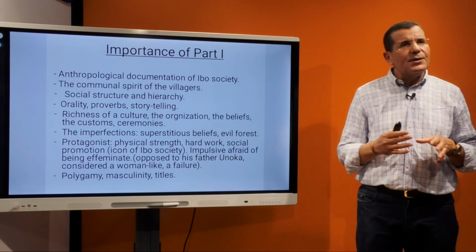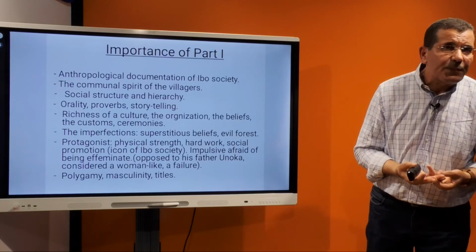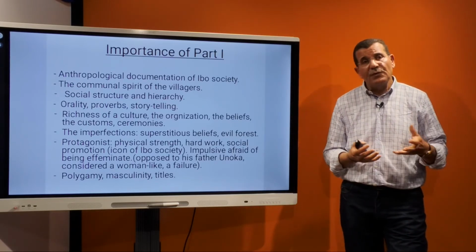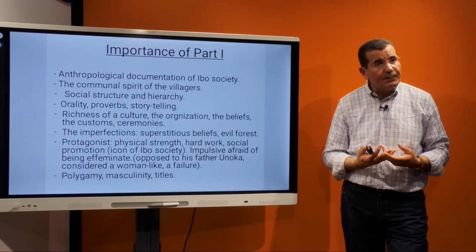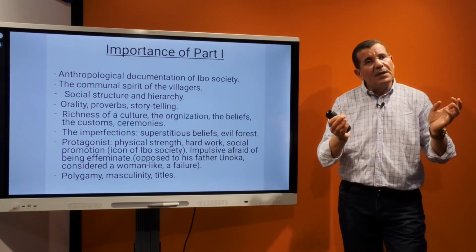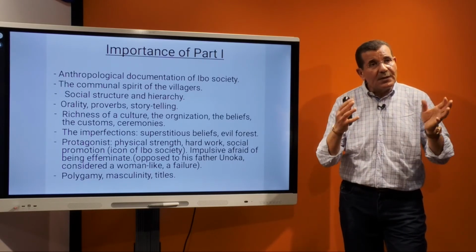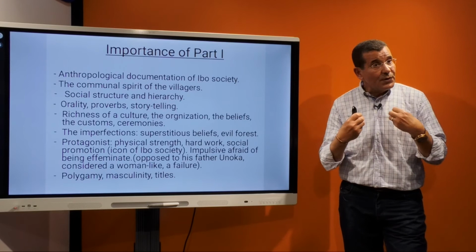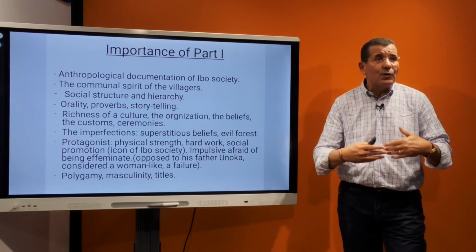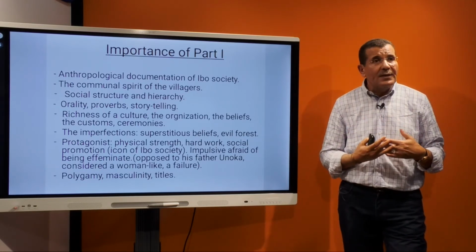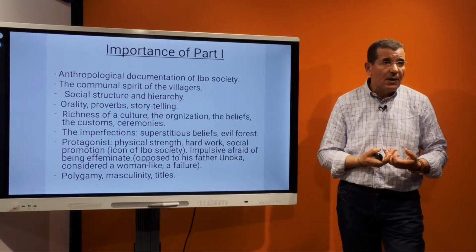Briefly, I have gone through these 13 chapters, which are the longest. I see that this part 1 is, as I said, very important. First of all, because it is presented as an anthropological documentation of the Igbo society. That is to say, the writer is presenting the communal spirit of the villagers, the social structure and hierarchy, also the importance of orality, proverbs, and storytelling as means of telling stories, communicating, and wisdom. And also it shows the richness of the culture, the organization, the belief, the custom, the ceremonies.